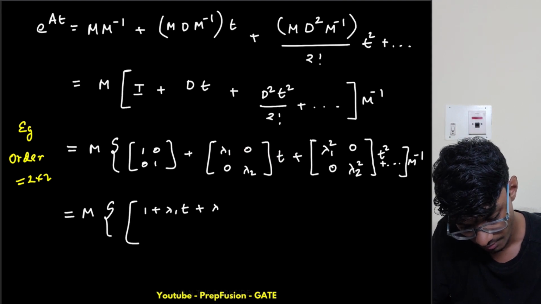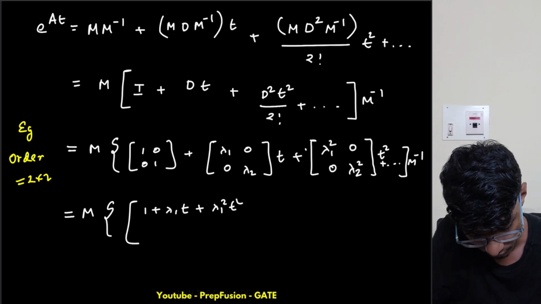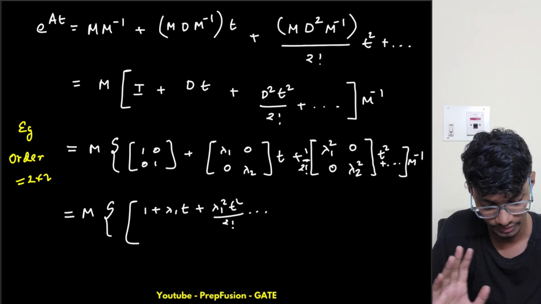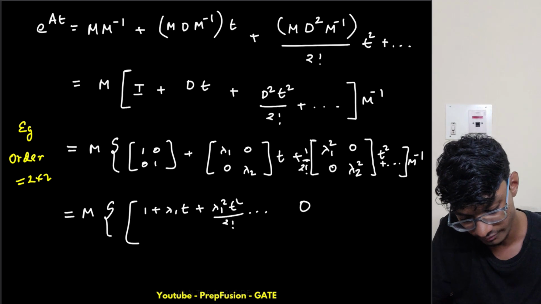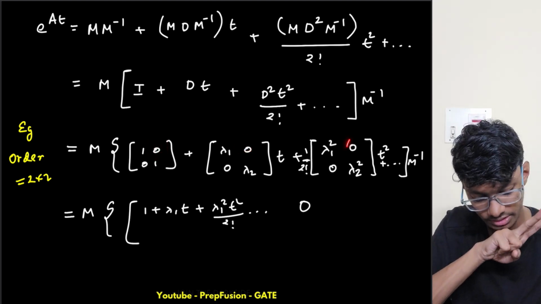Plus lambda 1 whole square T square. Oh sorry, I also have a 2 factorial over here, right? 2 factorial in this end, so it is going on like this only. Now this end is 0 only. Every element in the second column of the first row is 0 only.